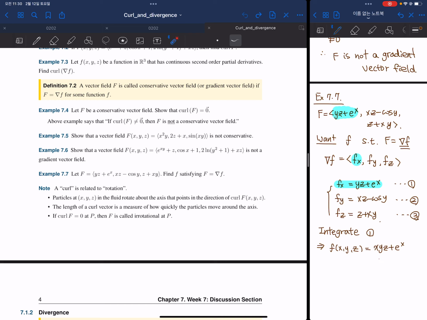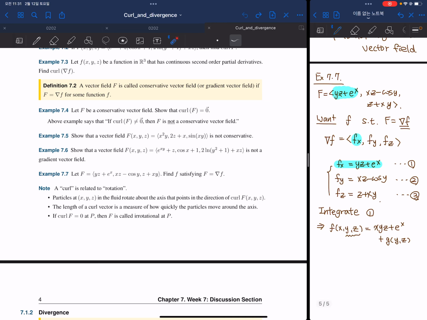And then actually you need a constant here, but we just integrated with respect to x, and so there are two more variables. So instead of the constant, we need to put a function, actually a function of y comma z. When we integrate the function with respect to one variable, but there are the rest of variables, then we need to add some function of the rest of variables instead of just the constant.